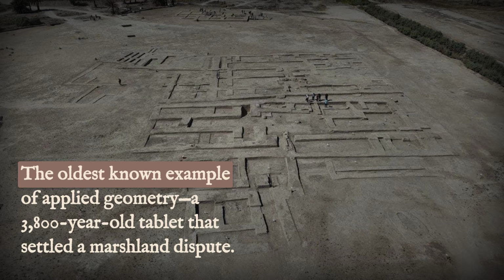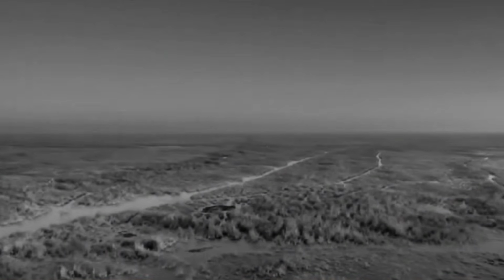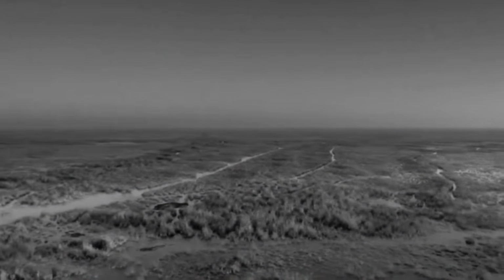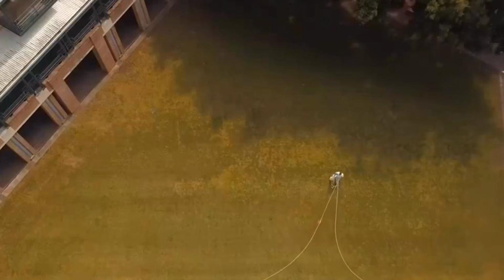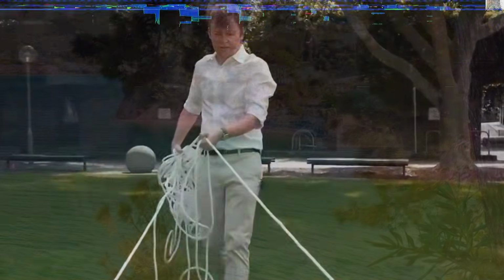This is the oldest known example of applied geometry. A Babylonian surveyor, standing in a marsh in Iraq nearly 4,000 years ago, used the theorem that bears Pythagoras' name to settle a real estate argument.